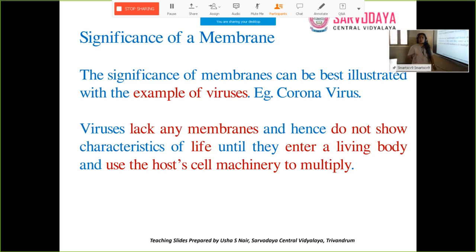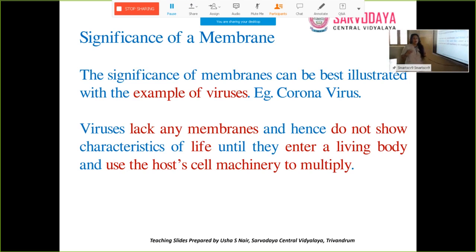Now we have already mentioned the prokaryotes and the eukaryotes. Now the significance of the membrane can be best illustrated with the example of viruses, that is coronavirus. Obviously, viruses lack membranes. They don't have any membrane, and hence they do not show any characters of life.